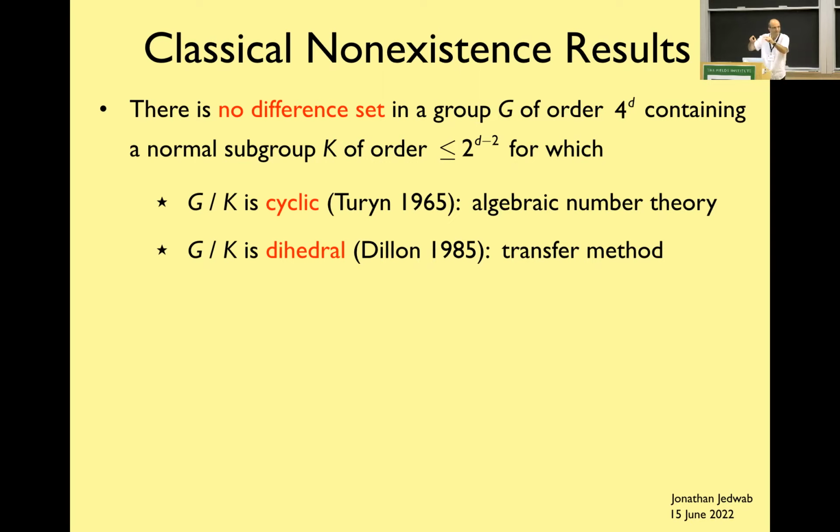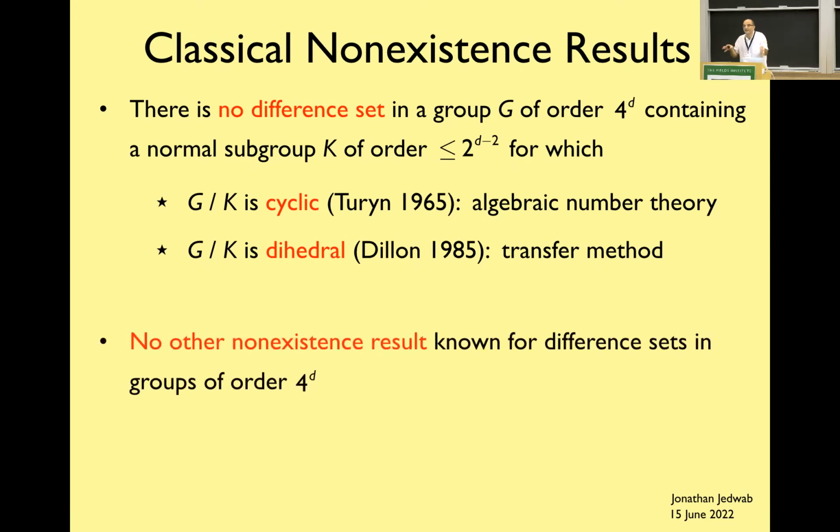You take something that may or may not exist in one group and you move it across to another group where you know something about what's going on. So those are two classical non-existence results. The last one was 1985. There are no more general non-existence results since then, not one. In fact, there's not one non-existence result full stop since then. There's not one group in which the existence of a different set has been ruled out since this result in 1985.